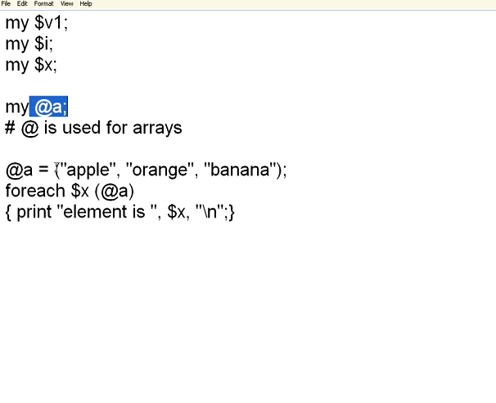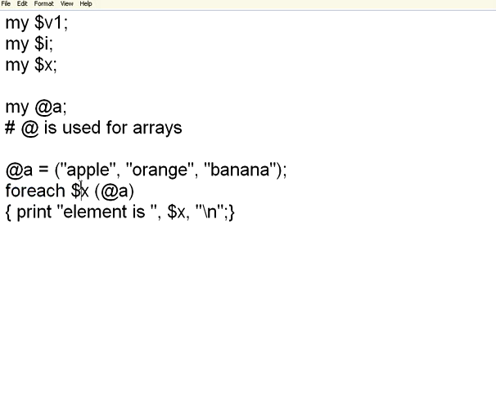Then I want to assign elements to the array. You have to use the normal brackets. Then the first element, apple, comma, second element, comma, third element. You can have a lot of things also. Okay. Now, the moment you have this array defined, I want to print all the elements in the array. There's a very simple syntax available. There is a new loop called foreach.